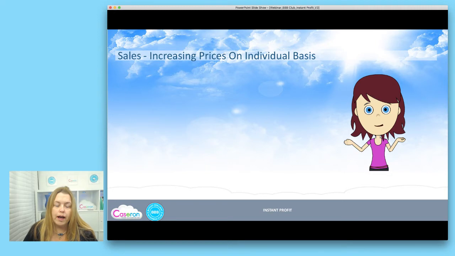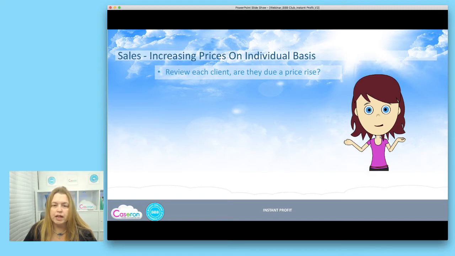So let's look at what happens when we want to increase prices on an individual basis. Review each client at least once a quarter, especially when we're working on quarterly goals, and consider, are they due a price rise? You can traffic light your clients. So for example, you want to look at how much time it takes to deliver your service or your product to your customer, and how quick or efficient it is to deliver that process.